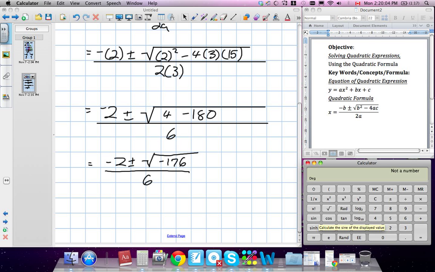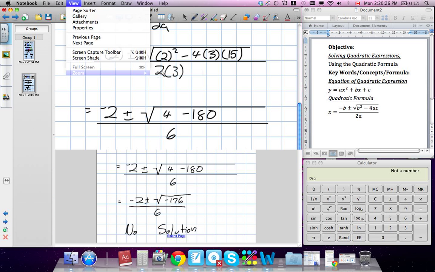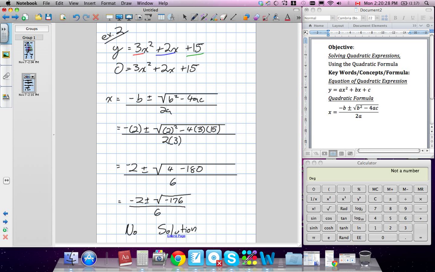So the square root of negative 176 is not a number. There is no square root of a negative. Two equal numbers, so a positive and a positive or a negative and a negative, will never give us a negative answer. So that means there is no solution. There is no value of x when y is 0. So when y is 0, there's no value of x.